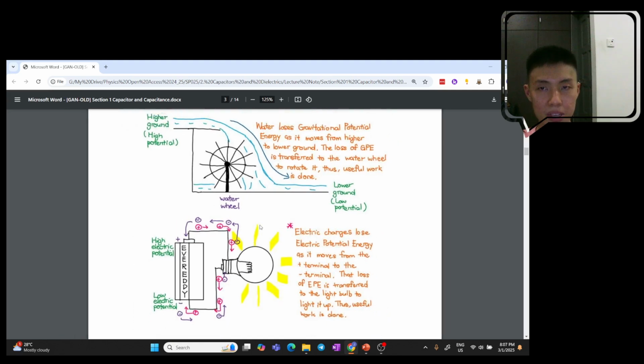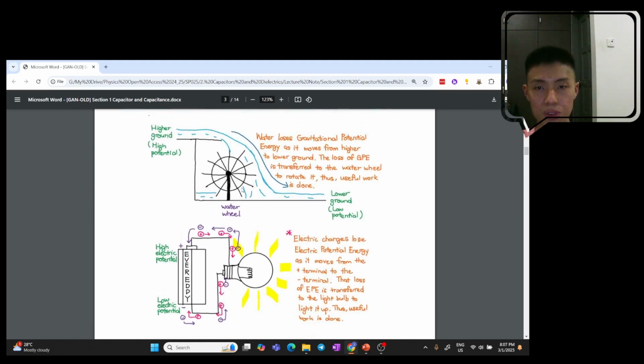Okay, why do I do this side-by-side comparison? Because it allows me to show that charges are just like water. Water at a higher place has greater gravitational potential energy. Charges at the high electric potential terminal, the positive terminal, have high electric potential energy. If water flows downwards, it will have low gravitational potential energy. Same idea here. If charges move to the negative terminal, the low electric potential terminal, they will have low electric potential energy. So if our positive charge moves from a high electric potential energy place to a low one, that means the electric potential energy is lost.